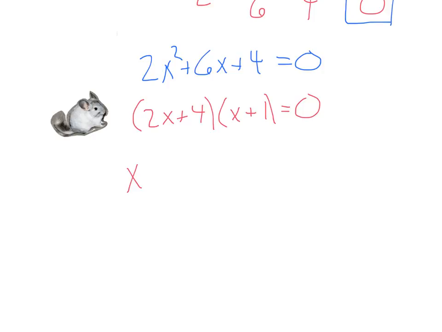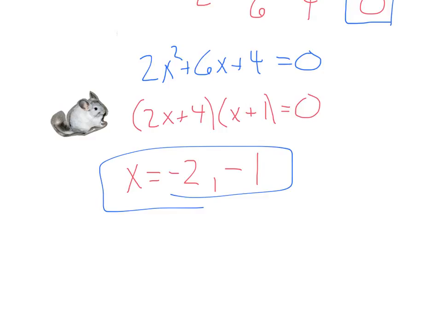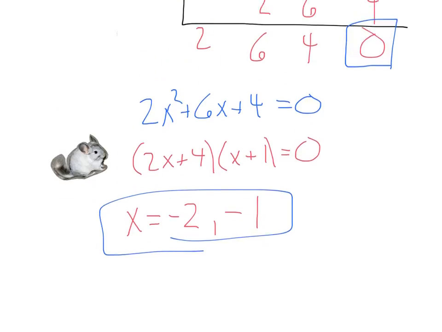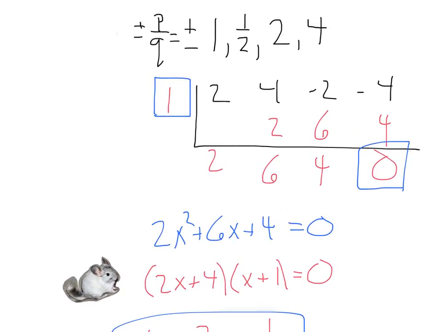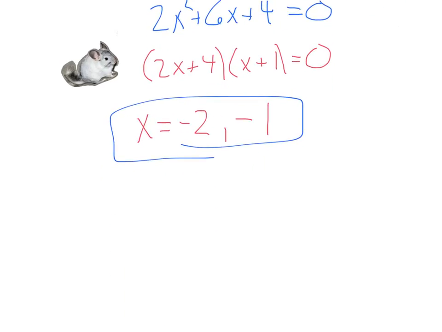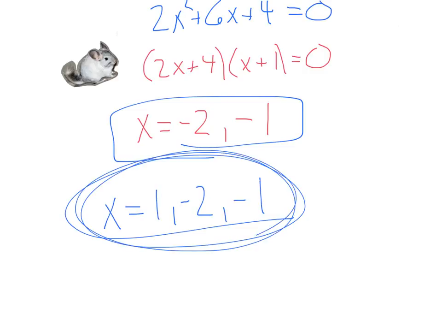If we set each factor equal to 0, we'll get x equals negative 4 divided by 2. That's going to be negative 2 and a negative 1. Now these are our remaining solutions. So overall, don't forget that 1 that we had all the way back up here. Our solutions are going to be x equals 1, negative 2, and negative 1.